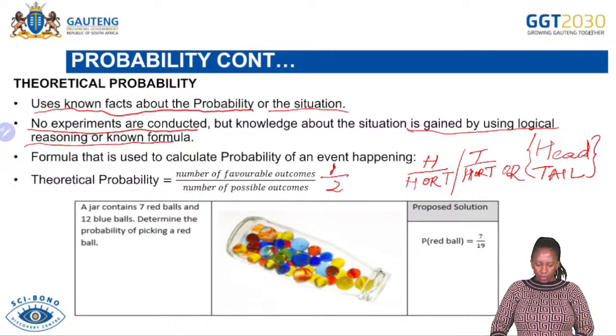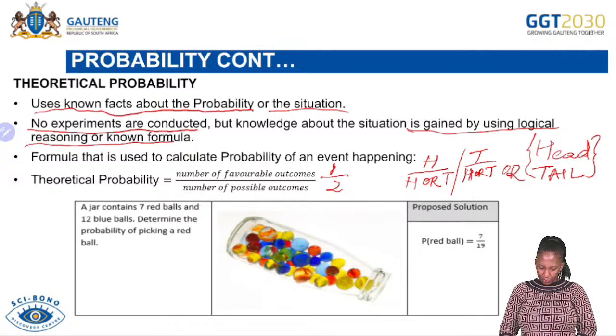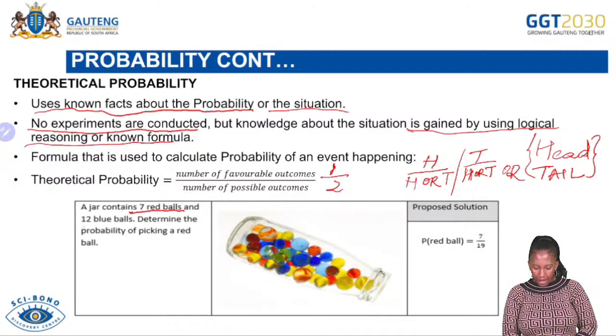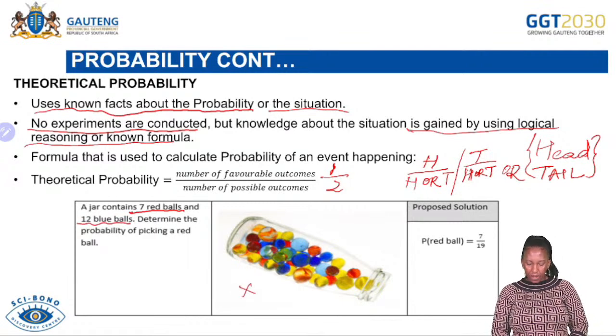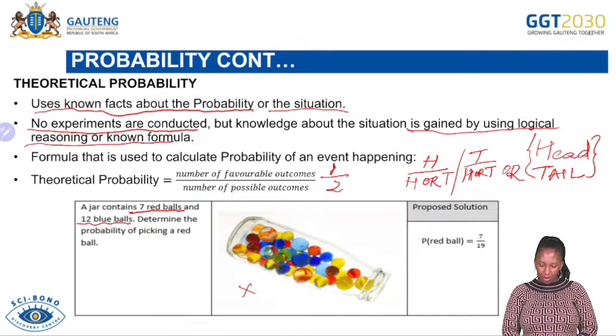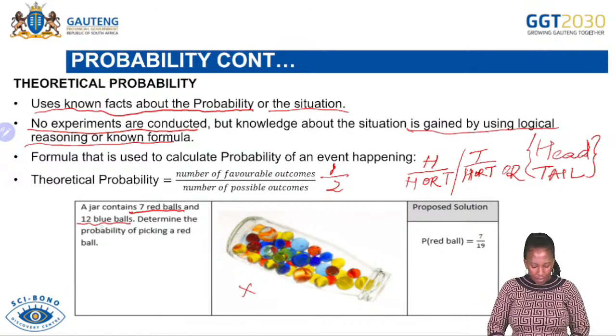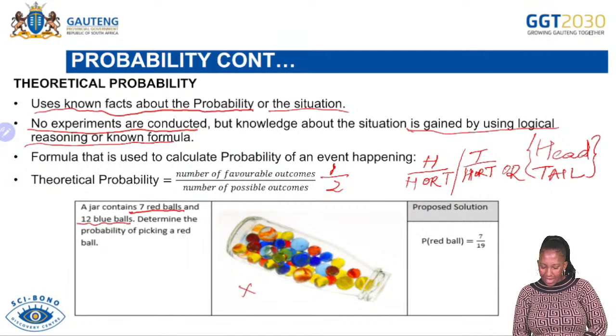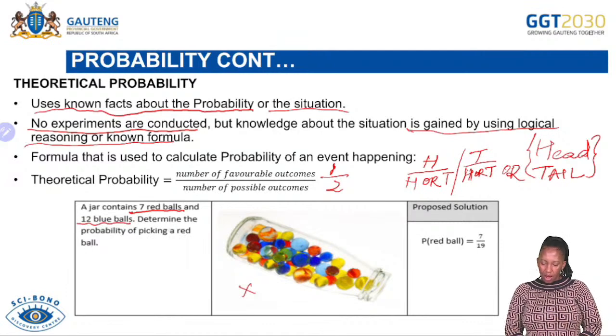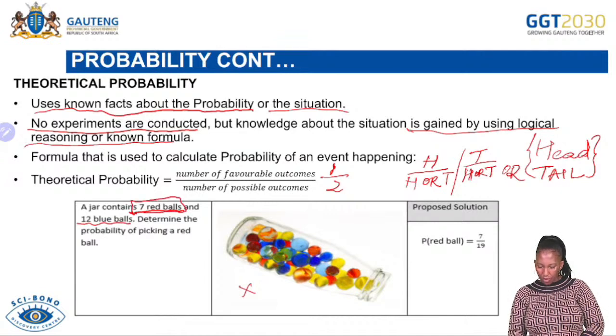Now, let's have a look at this example. A jar containing 7 red balls and 12 blue balls. Here's our jar. It contains 7 red balls and 12 blue balls. The question says, determine the probability of picking a red ball. Now, how many balls do we have? We have 7 red balls. And how many are the blue balls? There are 12 blue balls.